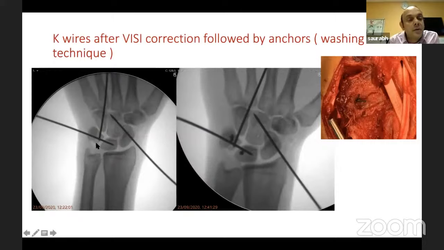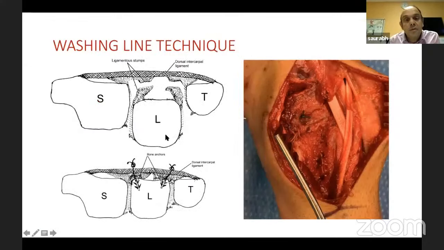So once I've corrected the orientation, wire from triquetrum to lunate, triquetrum to hamate, I put another wire from scaphoid to capitate. I just wanted a bit more support. And once I'm happy, anchor, stitches come out on the capsule and you slap it down. So this is the washing line technique.